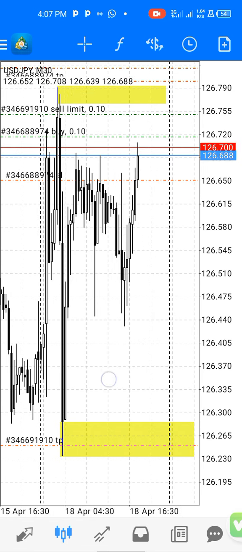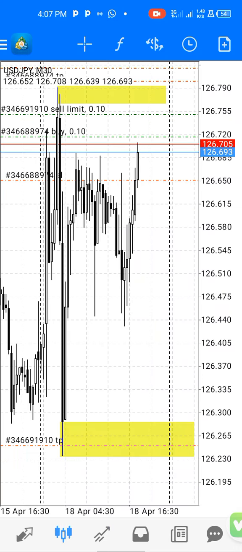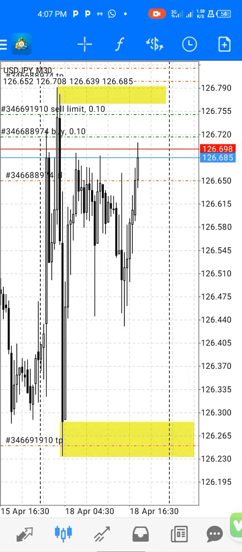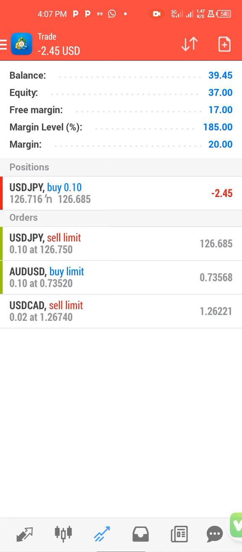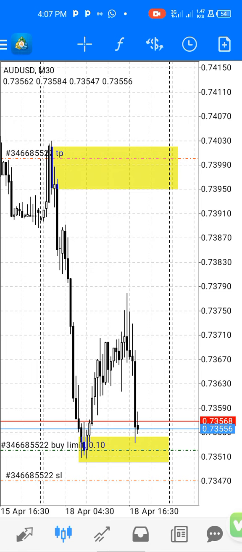The same for buy limit as well. I think I've explained the buy limit and buy stop. Now this is sell limit. Let me explain the sell stop using this.